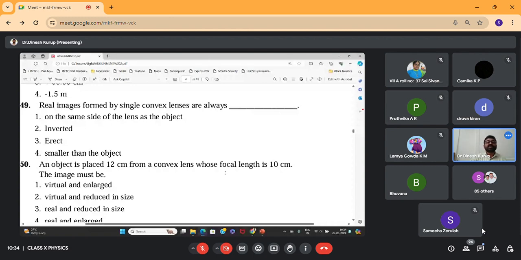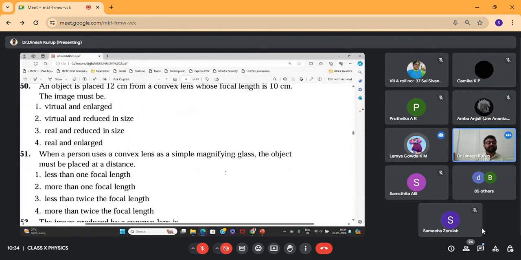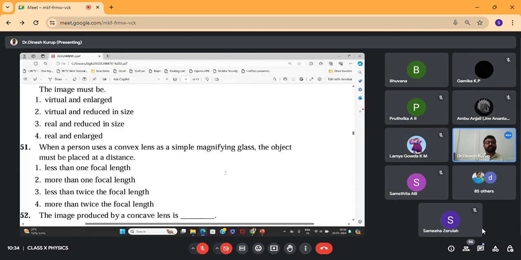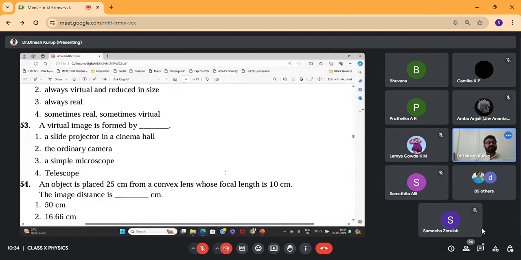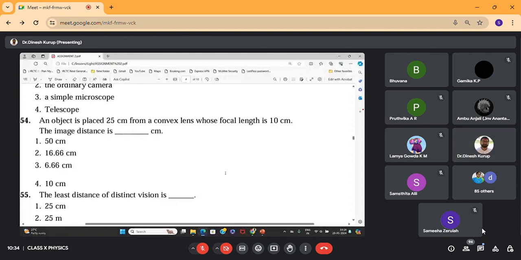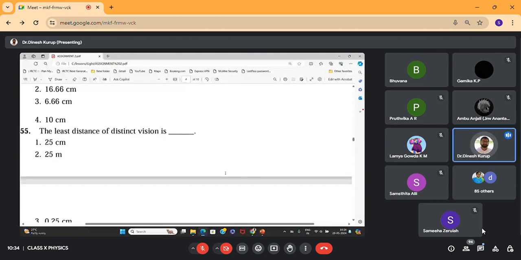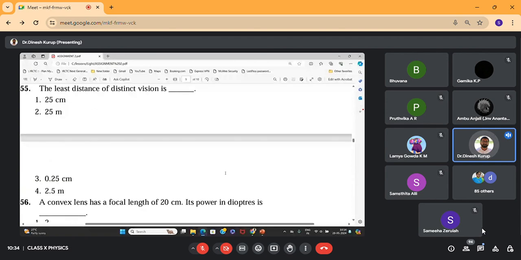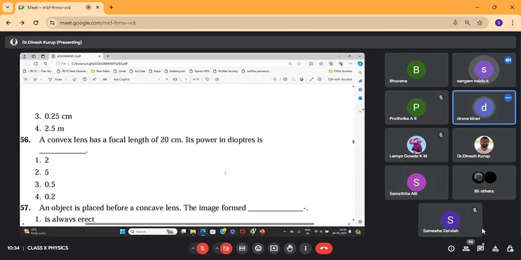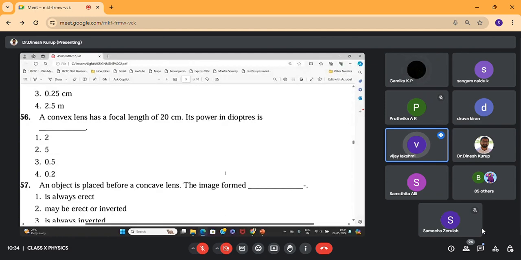Real images formed by single convex lenses are always inverted. If it is a real image, it will be inverted. Yeah, correct. The least distance of distinct vision is 25 centimeters.